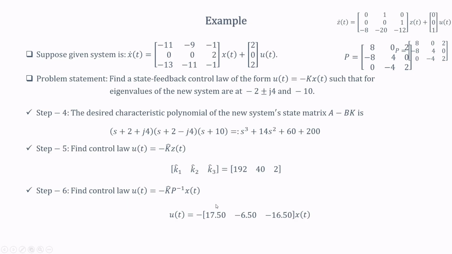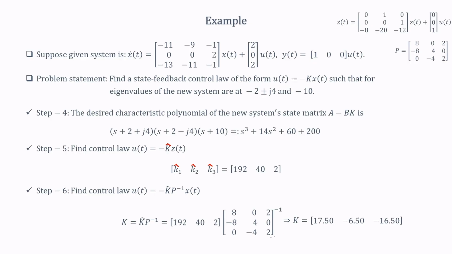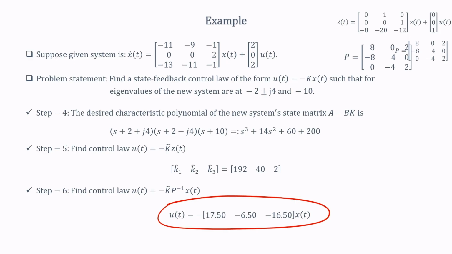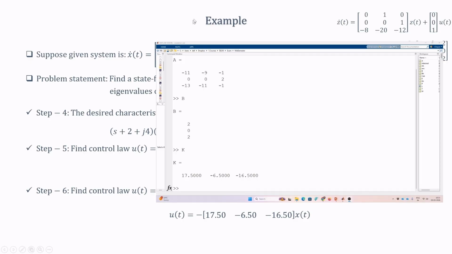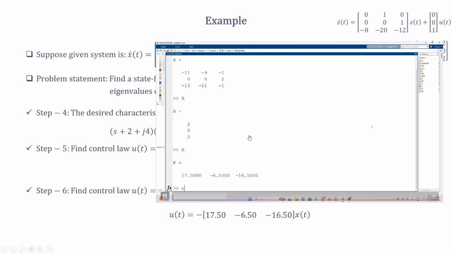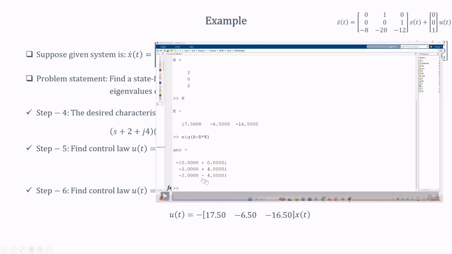Here is your final control law. Again, just by multiplying this you will get this. So, therefore, the final control law is this. Let us see whether this works or not. If you look at this A, B and K, and now go ahead and check the eigenvalues of A minus B K, you see it is placed at minus 2 plus minus j4 and minus 10 exactly.